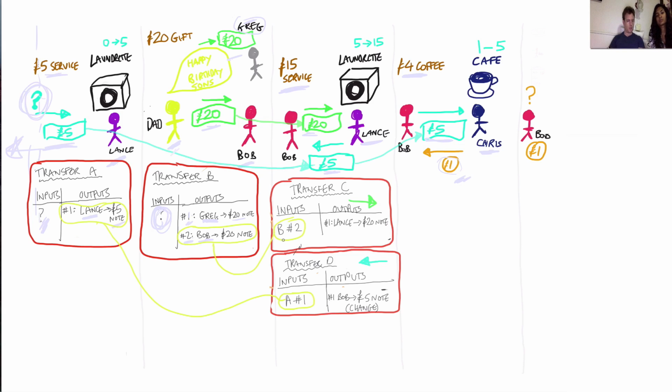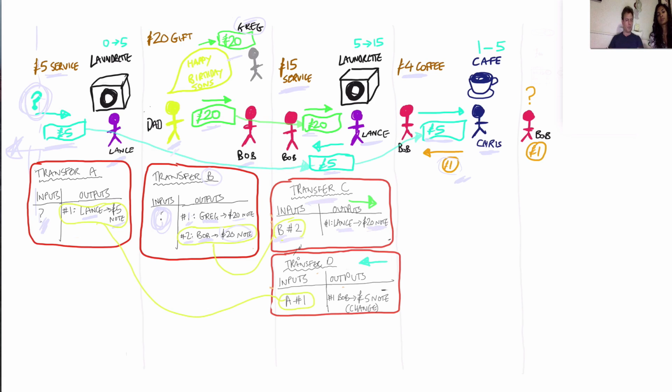So this is the interesting part. You can see the input to this transaction, what enables Bob to hand over the £20 note to Lance, is the output of transaction B. And you can see the line of dependency there. It says output number 2 of transaction B is payable to Bob. That's what enables Bob to pay a £20 note to Lance. So in the inputs, you reference the outputs of previous transactions that enable you, as the payer of this transfer, to pay the payee what you're paying them.